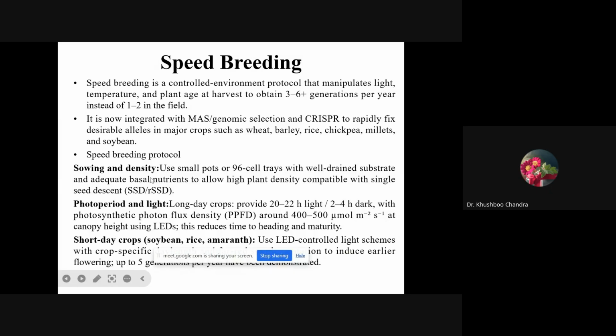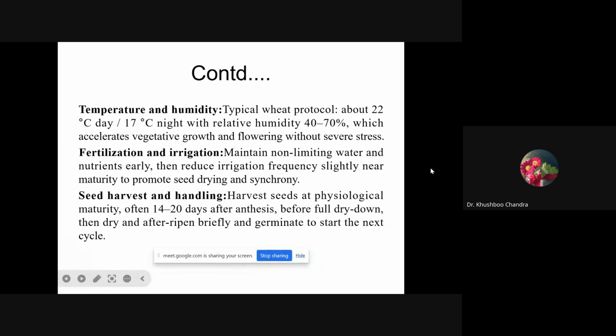So here we have a small setup of a 96 cell tray. In that we can regulate the photoperiod or light intensity as per the short day crop or long day crop. Okay, so in the case of short day crops, we are considering here soybean, rice, and amaranthus. And temperature, typically for the wheat protocol, is 22 degrees Celsius in the day and 17 degrees at night, and humidity should be maintained. So this will accelerate the vegetative growth and flowering without providing any kind of stress.